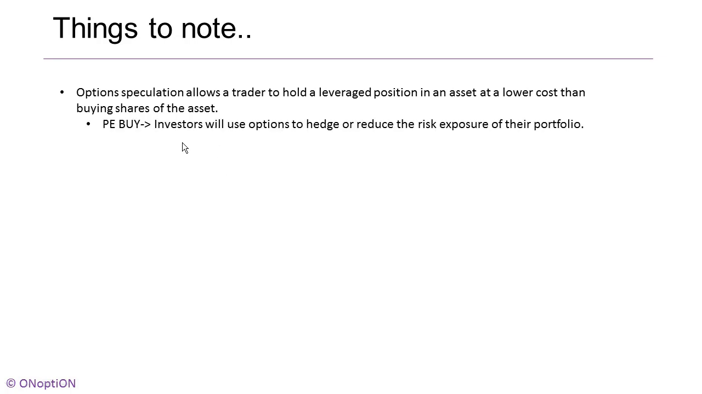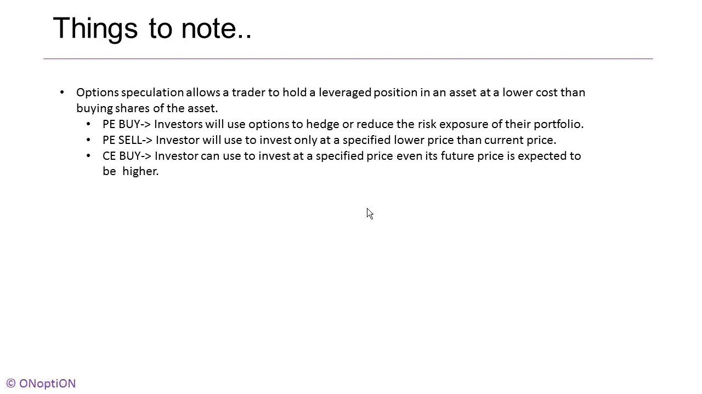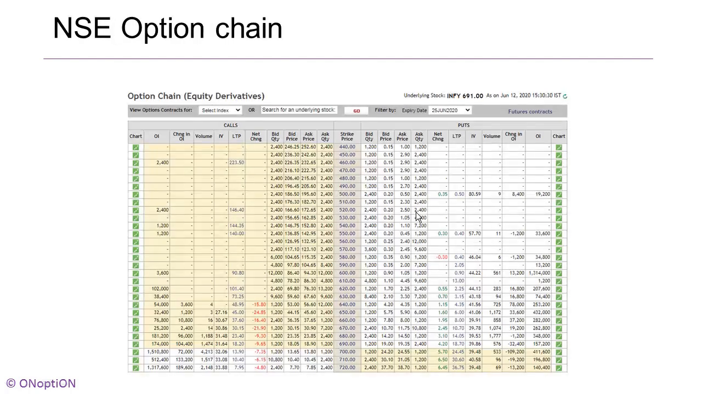Investors will buy PE contracts to hedge or reduce risk of their portfolio. Investors sell PE contracts to invest only at a specified lower price than the current market price. Investors buy CE contracts to invest at a specified price even if its future price is expected to be higher. Investors sell CE contracts to get additional income even if the underlying is not moving up. These are just some things to remember.